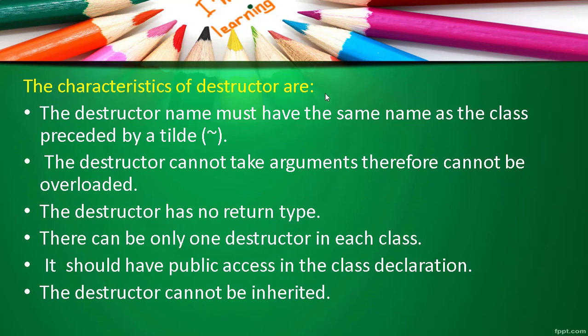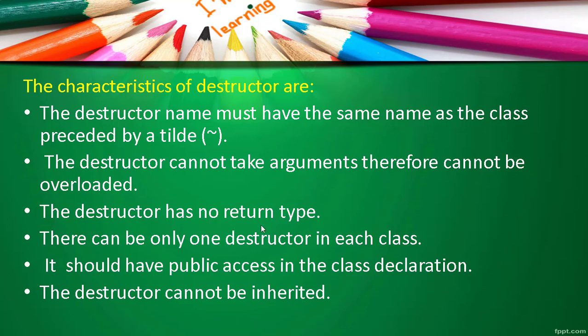The characteristics of the destructor. The destructor must have the same name as the class name, and it should be preceded by a tilde symbol. The destructor cannot take arguments, therefore it cannot be overloaded. There can't be two or more destructors in a program. There will be only one destructor in the program. Since there are no arguments, it cannot be overloaded.